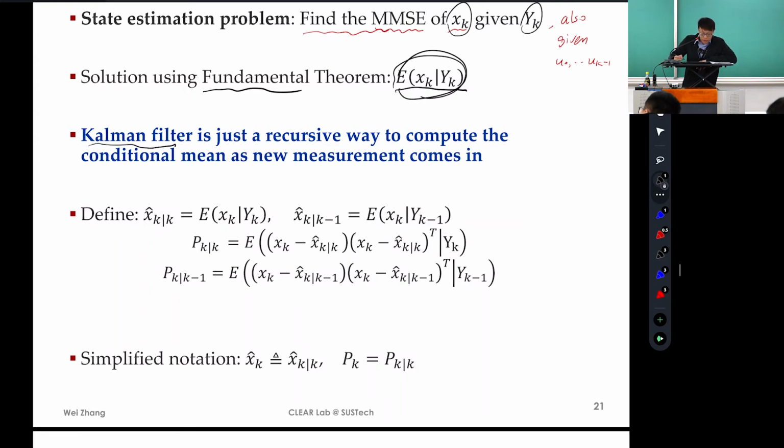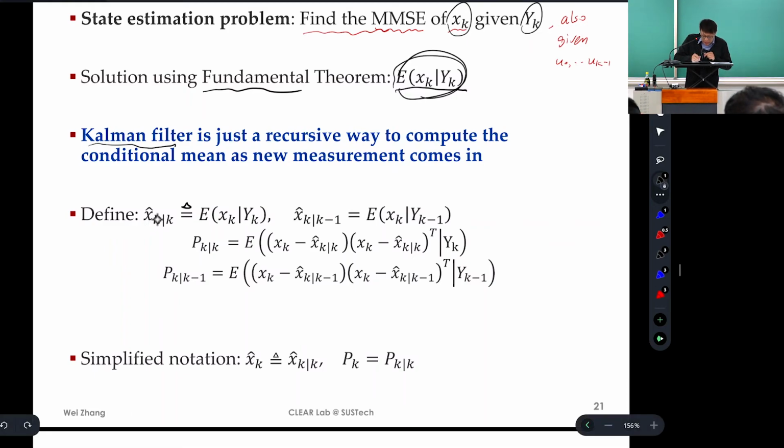Let me define some notations. All of these have derivations. So x hat in the context of the Kalman filter always means the best, the minimum mean squared estimate. A hat sometimes denotes an estimate, not the true value, and you can have a very stupid estimate. But in this context, x hat always means the best estimate, the minimum mean square estimate.